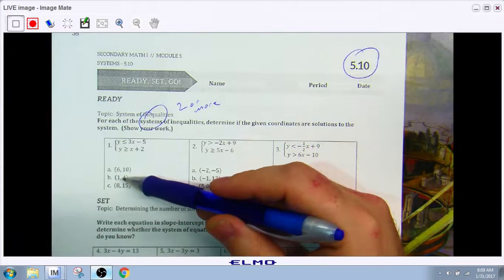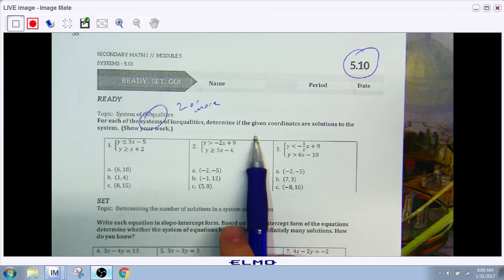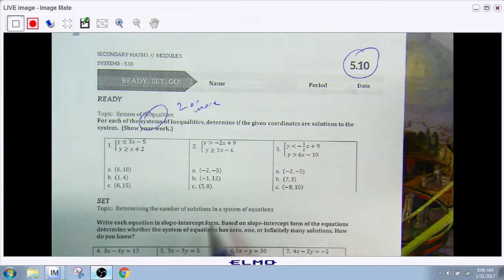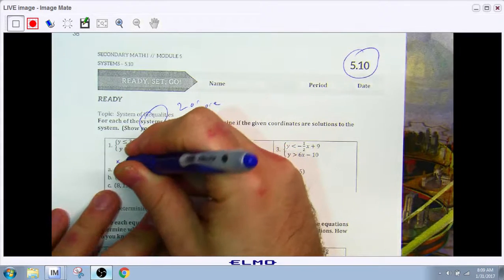Now, it's not like you pick A, B, or C, there's only one answer. It says we have to look for if the given coordinates are solutions. So we have to try each coordinate. So I'll go ahead and start this with A here. So this is 6, 10. And remember, this goes x comma y.